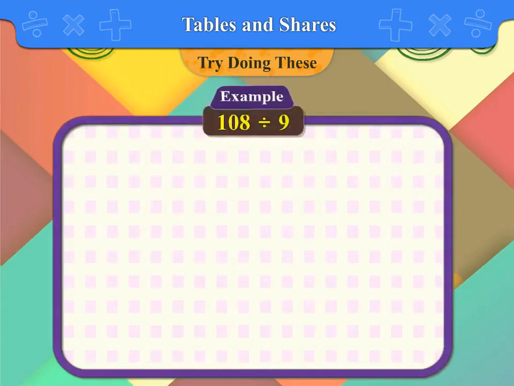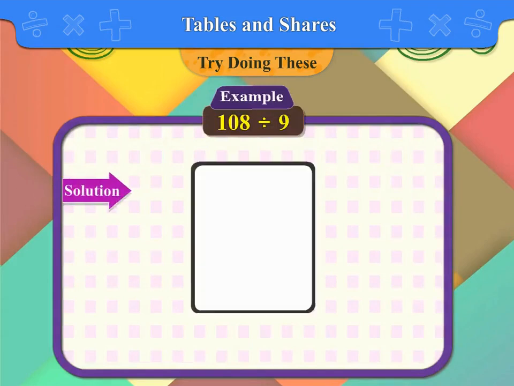Example, 108 divided by 9. Solution. If we start from 10, the multiplication of 9 and 10 is 90. 108 minus 90 is equal to 18. We get 18. Now say the table of 9 till you get 18. 9 into 2 is equal to 18.